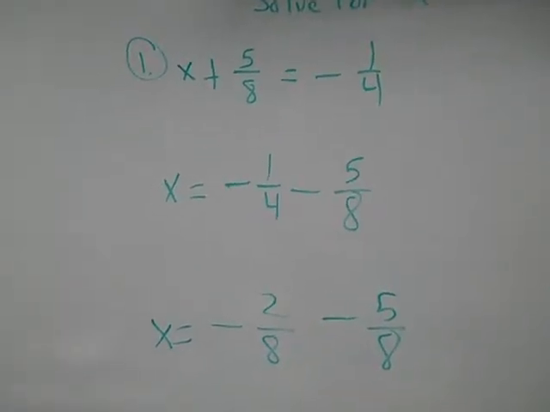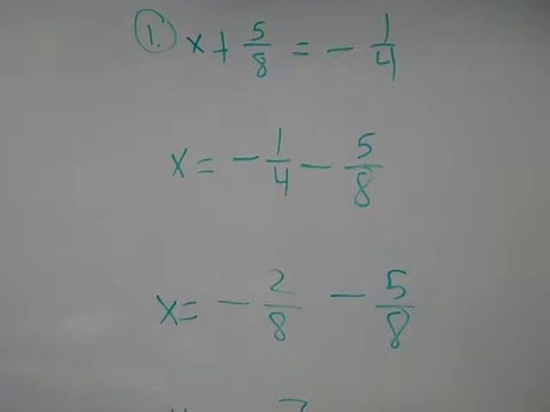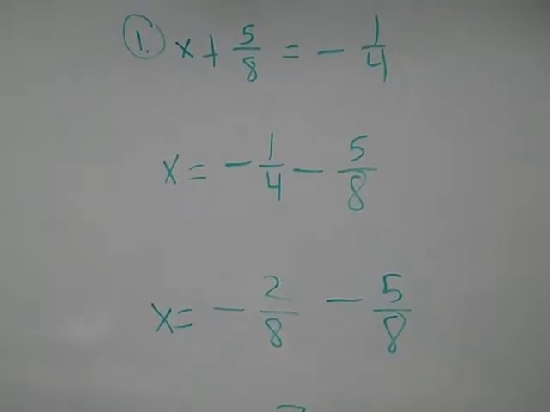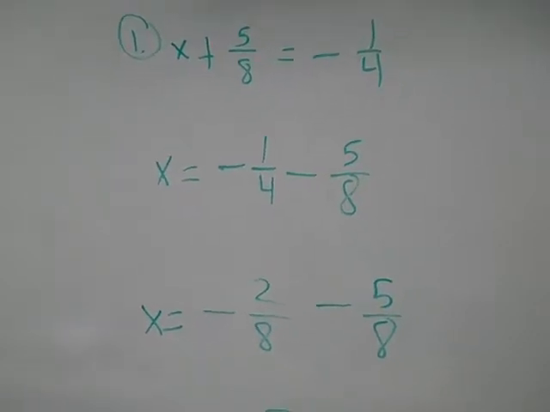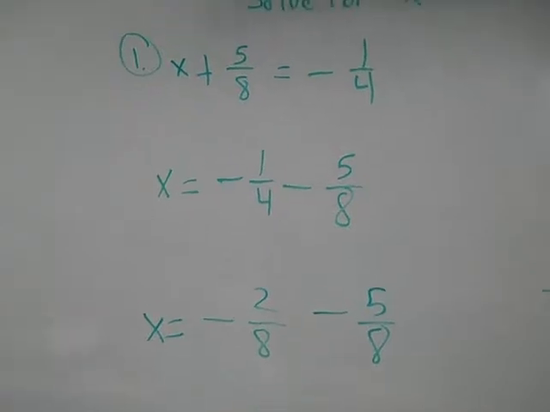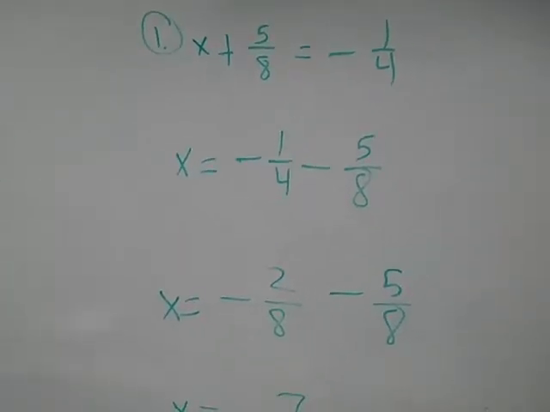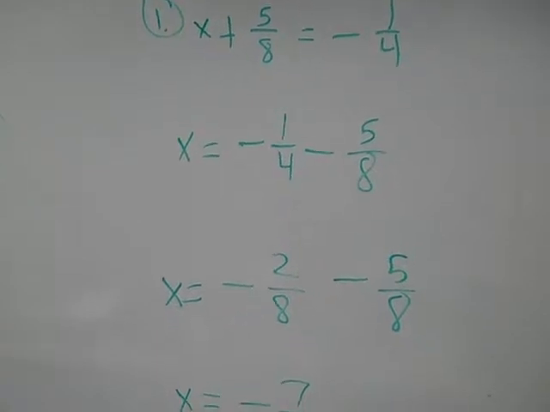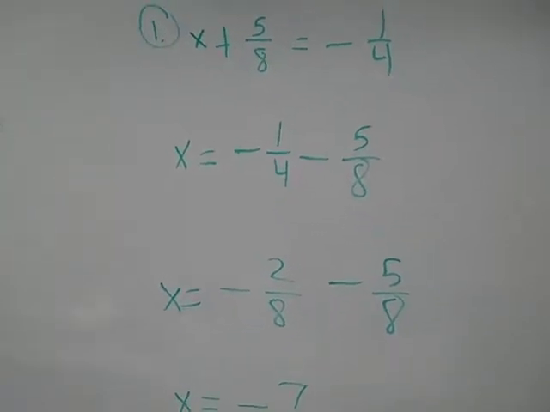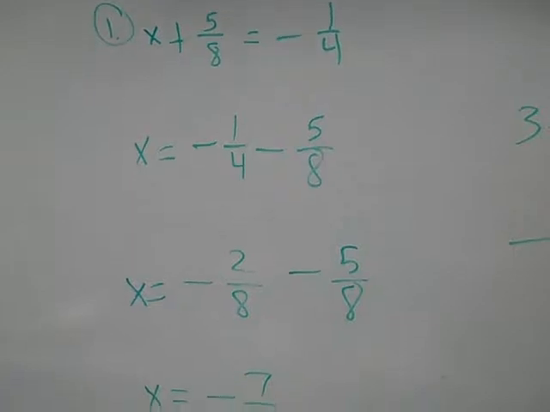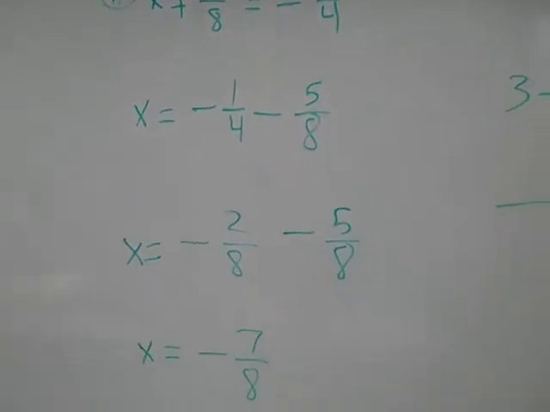So move that 5/8 to the opposite side of the equal sign, and we get x equals negative 1/4 minus 5/8. And you're like, well, Jason, why is that negative 5/8? Because when you jump over the equal sign, you change polarity. If you used to be positive, you go negative, and vice versa. So we got negative 1/4 minus 5/8.